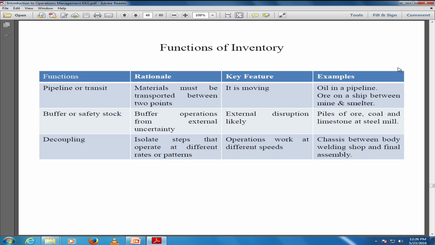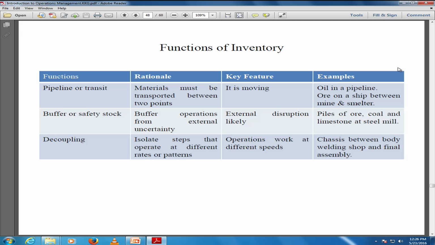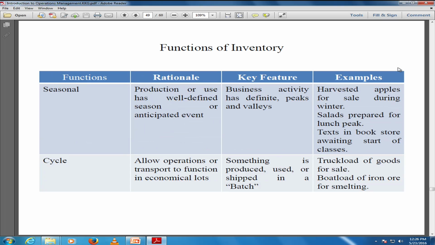So, inventory is necessary as a measure for safety stock. Sometimes it is for decoupling, what I just mentioned, isolating steps that operate at different rates. Two machines may be operating at different production rates. If you want to balance the line, sometimes you resort to work in process inventory. These are simple concepts, but may not always be applicable and should not be.